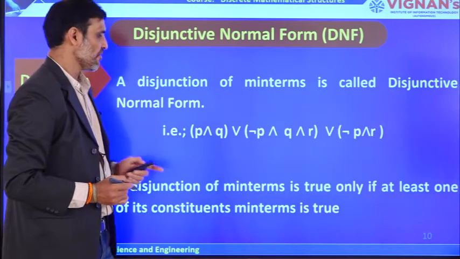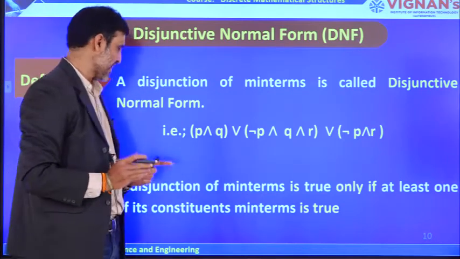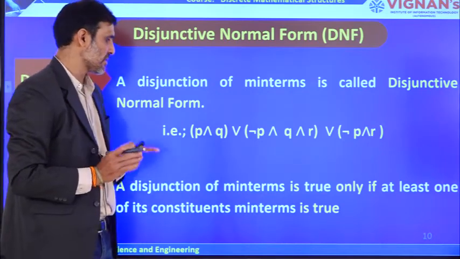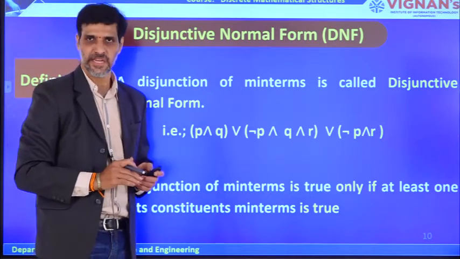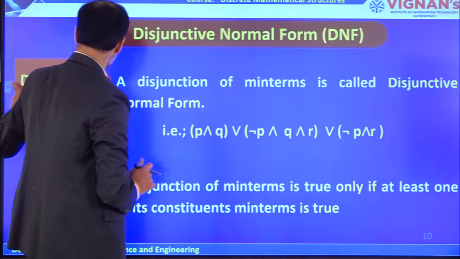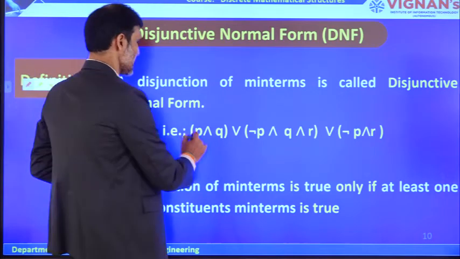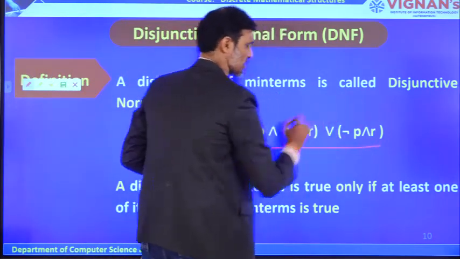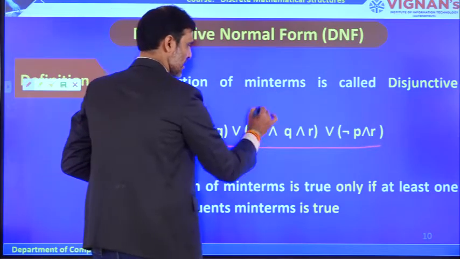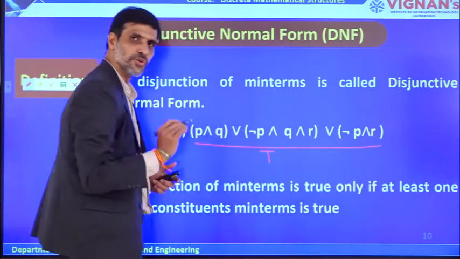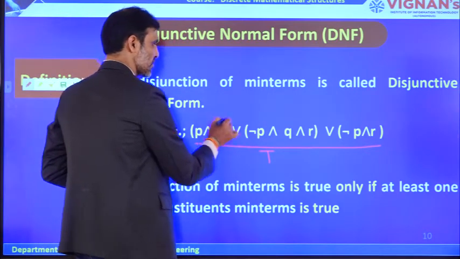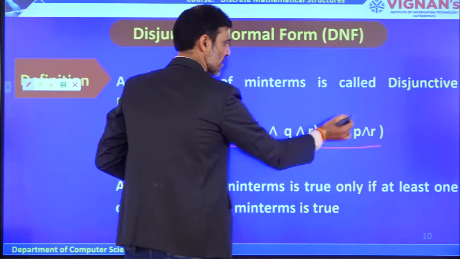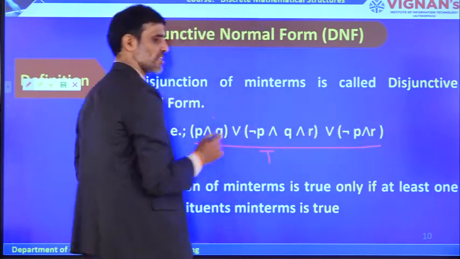A disjunction of minterms is true only if at least one of its constituent minterms is true. What is the meaning of this sentence? The disjunction of the minterms is true. That means this entire statement, whatever we have taken, is true when any one of these minterms is true, either this minterm or this minterm or this minterm.